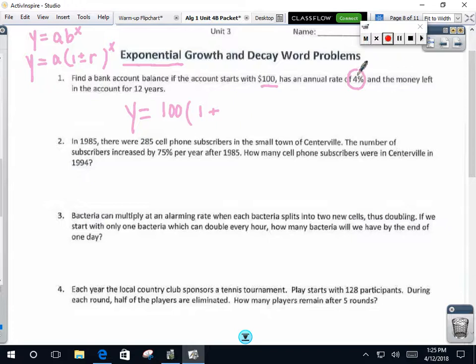And then how do we write that 4%? 0.04, and then to the what power? 12th power, because x is time, and it's a 12-year period. Now all you have to do is type that in to see how much money will be in that account after 12 years.